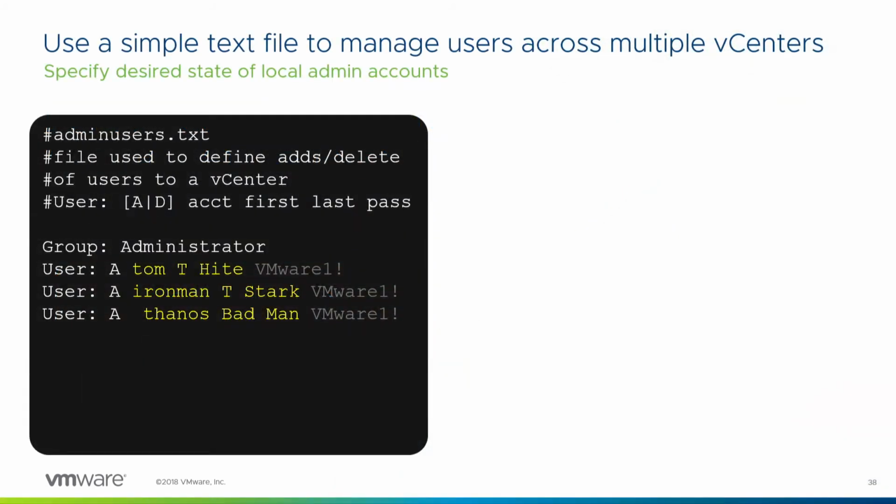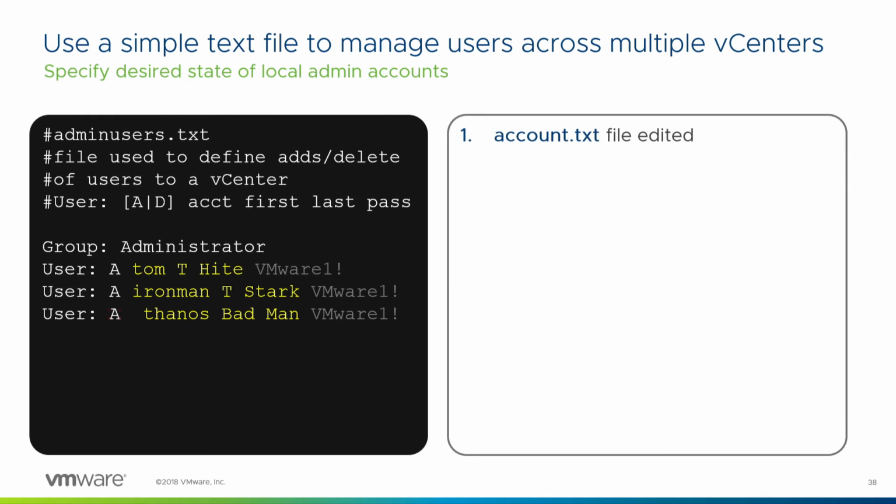Okay, so what we're going to do here is we've got this basic text file, and we're going to use this text file to configure the local SSO users on vCenter. So it's real simple. I've got user. If it has an A next to it, that means you want to add it. If it has a D, you want to delete it. So we've got the basic file, and we're going to go in and edit it, and I'm basically going to delete the user, and I'm going to add another user.